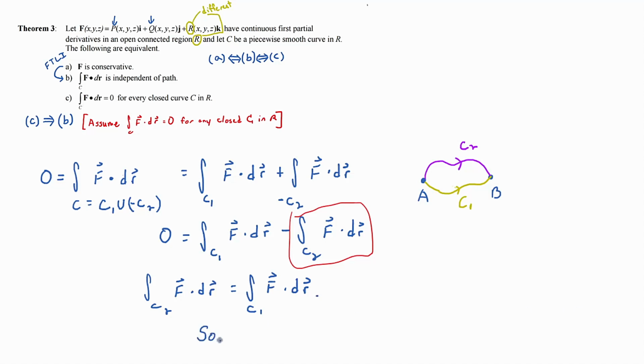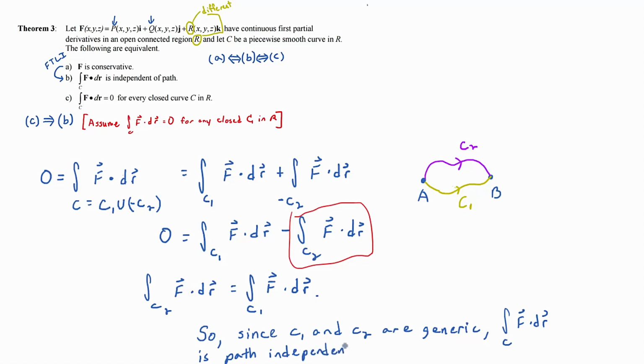So since C1 and C2 are generic, because it's hard to spell arbitrarily, the integral over C of f dot dr is independent of path, or path independent, same thing. But I like that proof because if I didn't show you that, the first two, A and B, are believable that they're equivalent, and then the third one seems to come out of nowhere. But if you understood that, that kind of gives you an idea of why it's true.